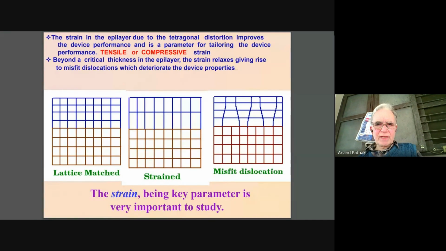But if it becomes too thick, then it is a strained material. For a small number of layers you get tensile or compressive strain, but if the number of deposited layers is very large, then it does not stay strained, but dislocations take place. So strain takes place at a small thickness of the epilayer, whereas if the epilayer is thick, then you get dislocations. Both of these can be studied by channeling. Next one.